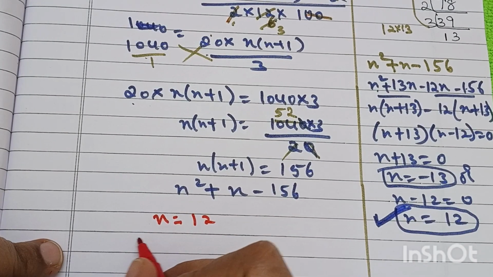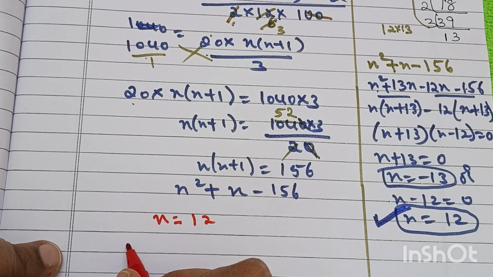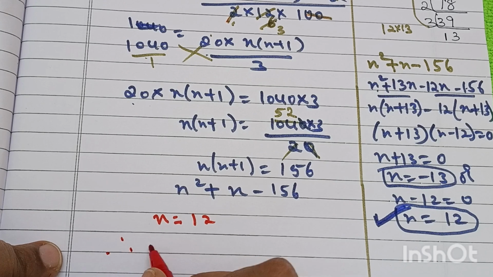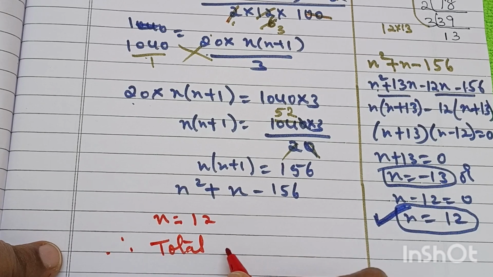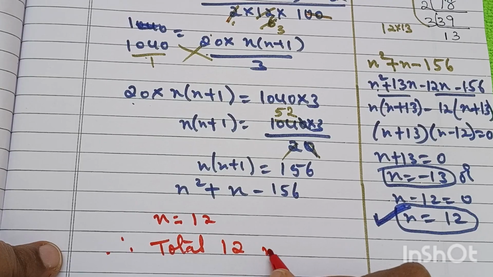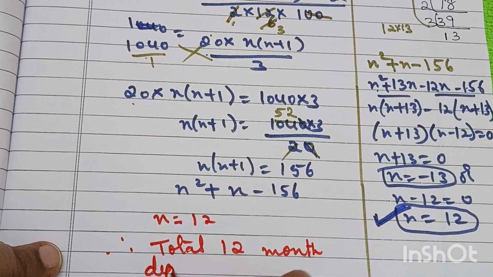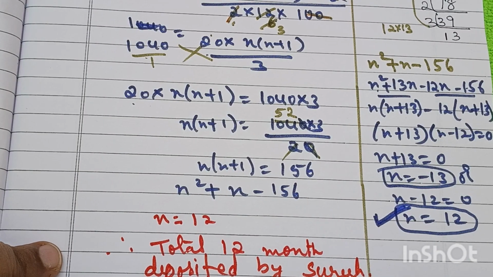So a total of 12 months deposited by Suresh. You have to write this sentence at the last: 12 months deposited by Suresh. That is 1 year.